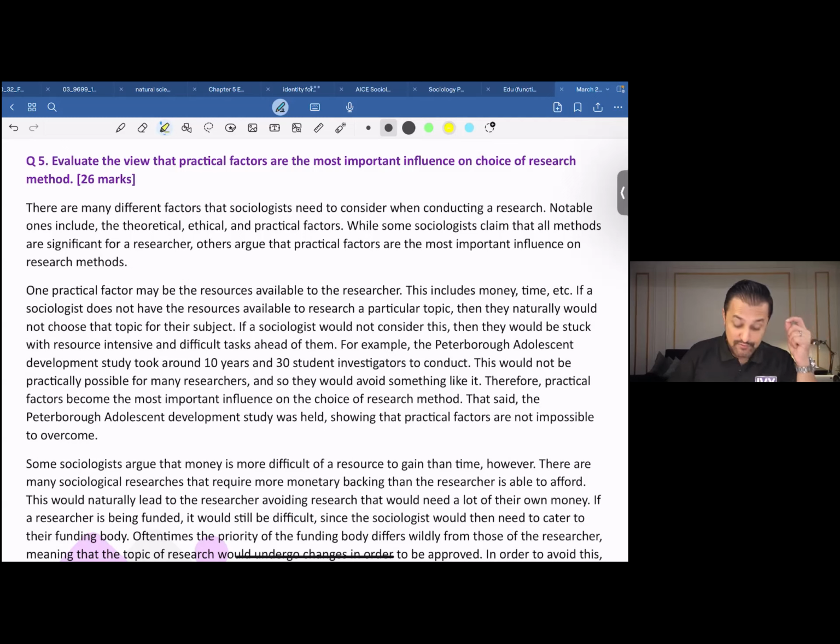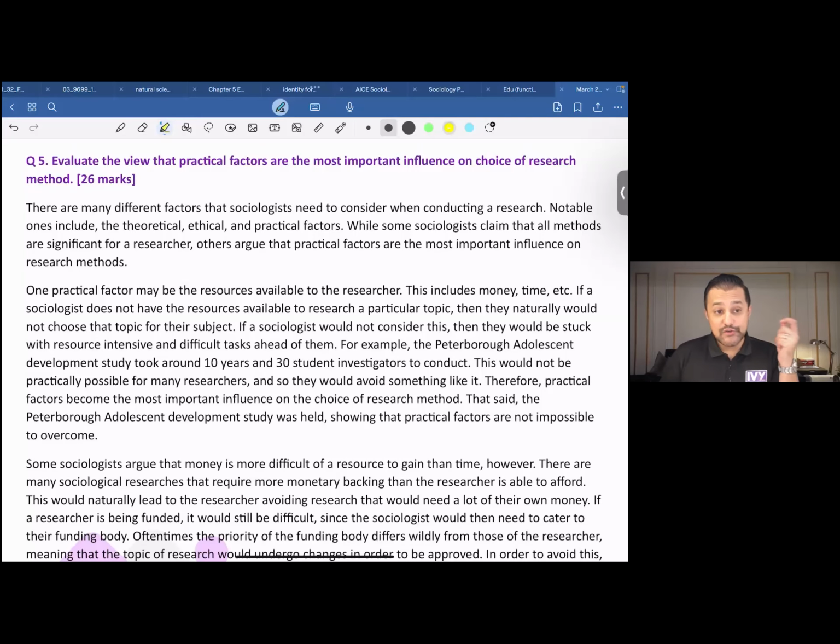But yeah, so evaluate the view that practical factors are the most important influence on choice of research method. Now read this question again. Think of the points that you could write down in support of this. Think of the points that you could write down against this, and then I'd start explaining it to you. You might as well pause this here.